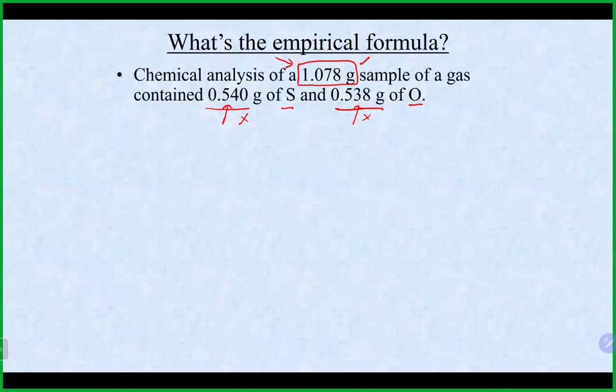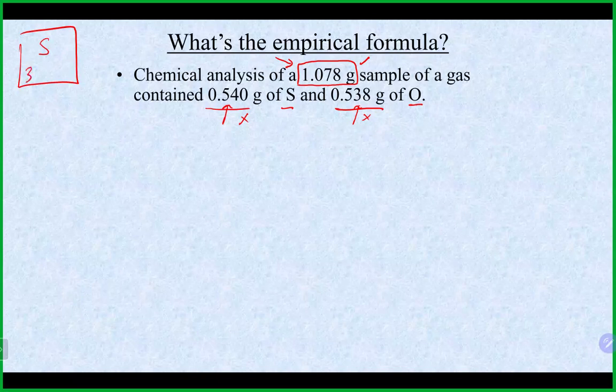So since it's already in grams, we could actually just move to the step of converting the grams to moles. And what we would need to do, once again, is go to the periodic table and look up sulfur, 32.07, I think, right, if I'm not mistaken. Oxygen there is 16, I hope. And again, we're going to use that to convert our grams into moles.